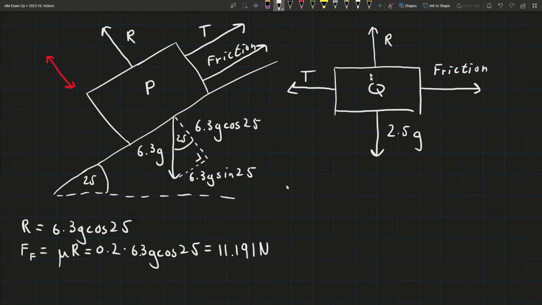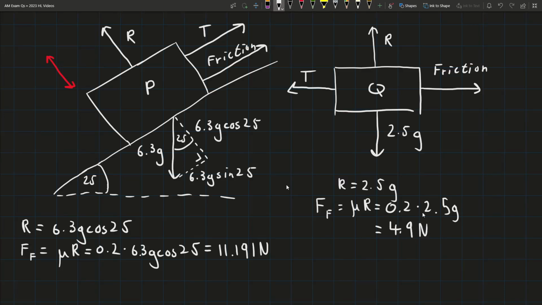I'll do the same here. So here the reaction force is just going to be 2.5g because it's not moving up or down, so they have to be equal. So R equals 2.5g. And remember that the force of friction equals mu R, which is 0.2 times 2.5g. That's about 4.9 newtons. Well, it's exactly 4.9 newtons.